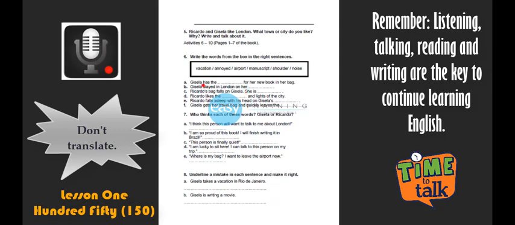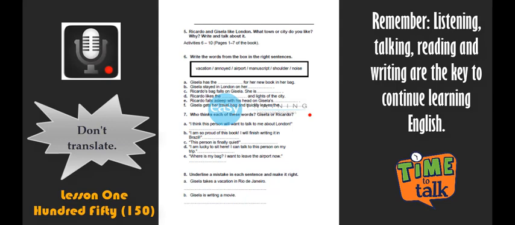Activity 6. These sentences are not complete. You should use one word in this box to complete each of the sentences here. You write them and you say them aloud. A. Gisela has the blank for her new book in her bag. B. Gisela stayed in London on her blank. C. Ricardo's bag falls on Gisela. She is blank. D. Ricardo likes the blank and lights of the day. E. Ricardo falls asleep with his head on Gisela's blank. And F. Gisela gets her travel bag and quickly leaves the blank.